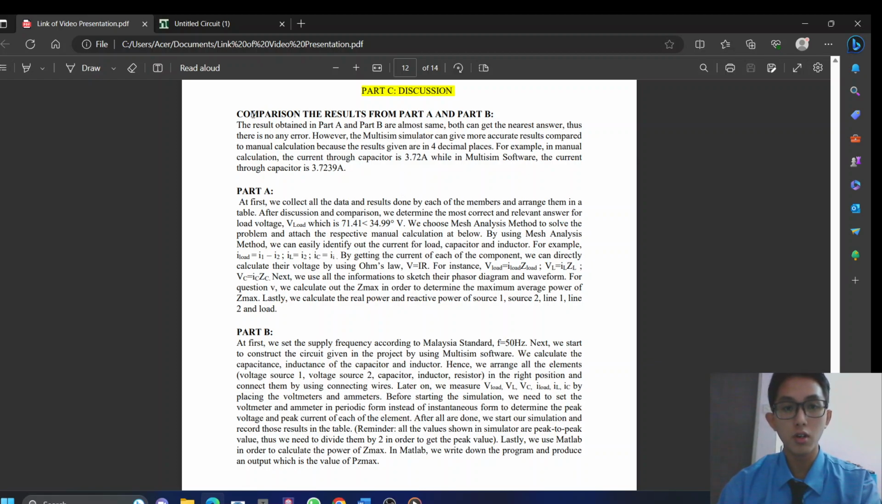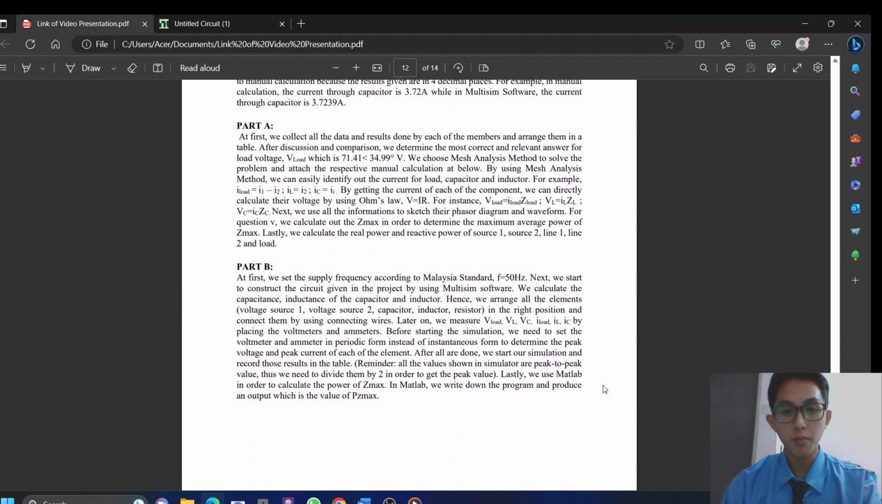We have compared the results from part A and part B. We found that the results obtained in part A, which is the manual calculation, and part B, the simulation, are almost the same. Both give the nearest answer and there is no error. However, the Multisim simulator gives a more accurate result compared to the manual calculation. For part A, I have already explained how I got the answer, and for part B, I also explained how the circuit was developed using Multisim.